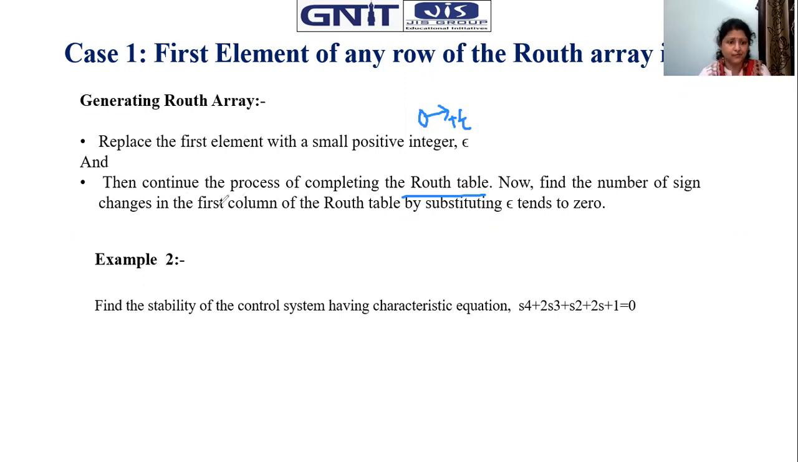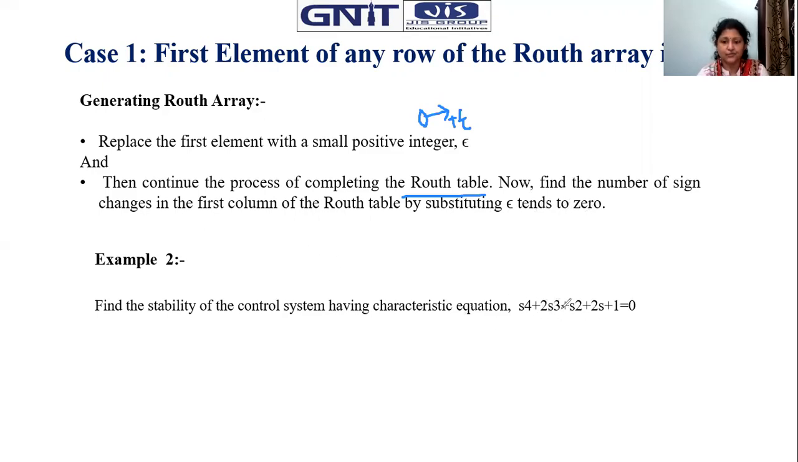Now find the number of sign changes in the first column of the Routh table by substituting epsilon tends to 0. So you just take the limit epsilon tends to 0, and you can conclude from the Routh table's first column whether all the entries are positive or negative, or whether there is any sign change. Okay, let's take an example with the characteristic equation.